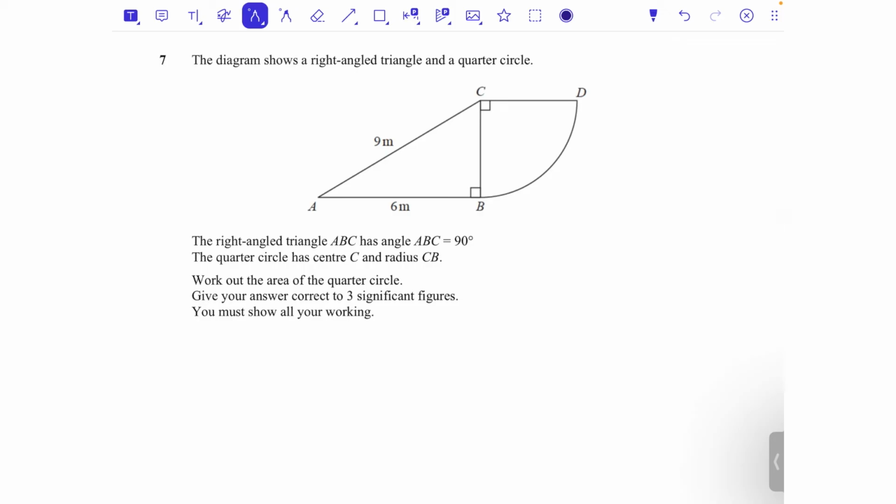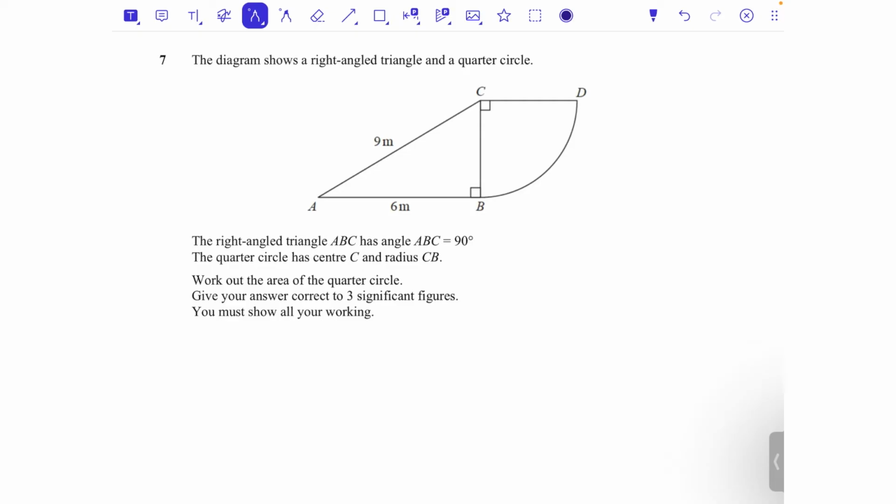Question number 7. The diagram shows a right-angled triangle and a quarter circle. The right-angled triangle ABC has angle ABC is 90. The quarter circle has centre C and radius CB. Work out the area of the quarter circle.